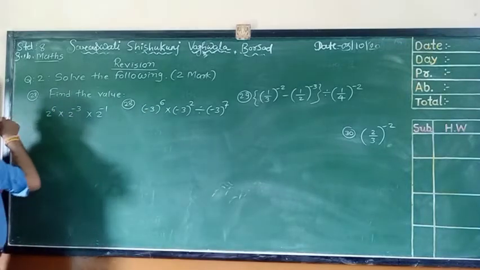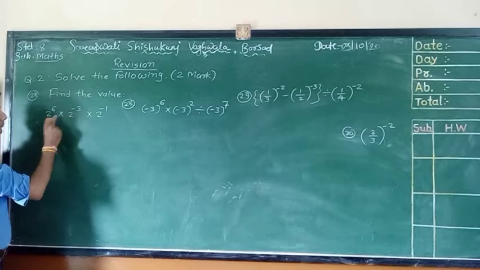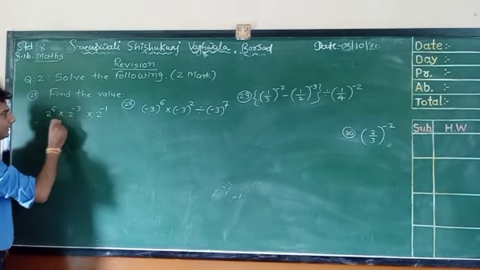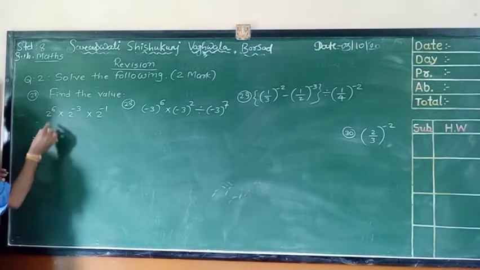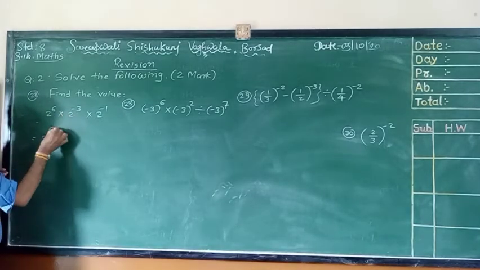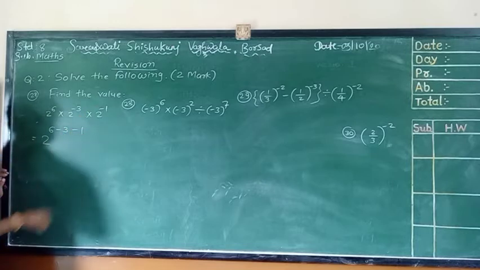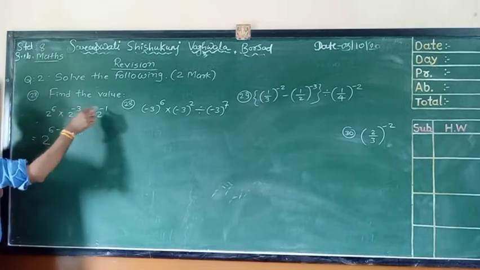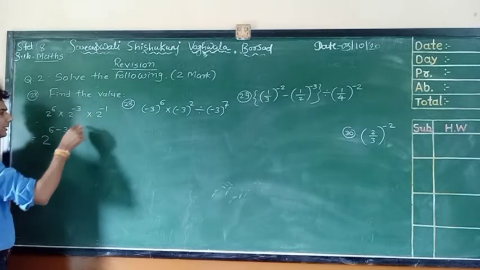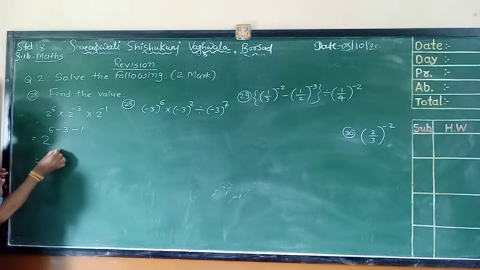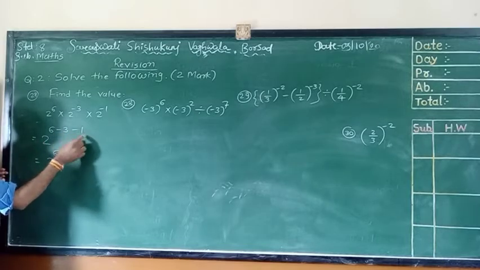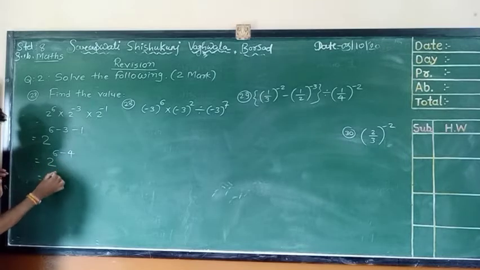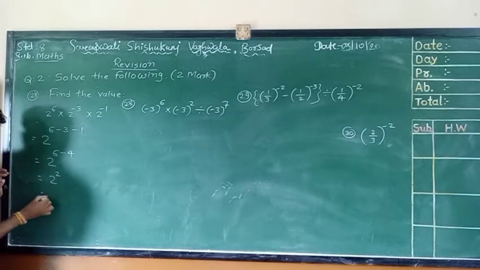So simple students, same base 2, same base multiplication, sum of their powers: 2, 6, minus negative, no problem, minus negative. Yes, same base multiplication, sum of their powers, but minus is given, so we have to write minus 1. Now 6 minus plus 3 plus 1 is 4, with a minus sign. 6 minus 4 is 2, with a plus sign, and 2 square we know.